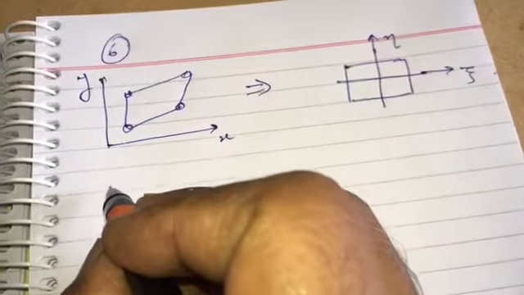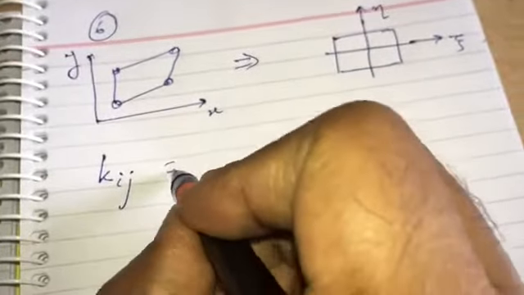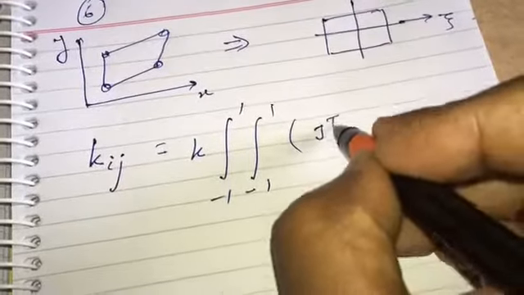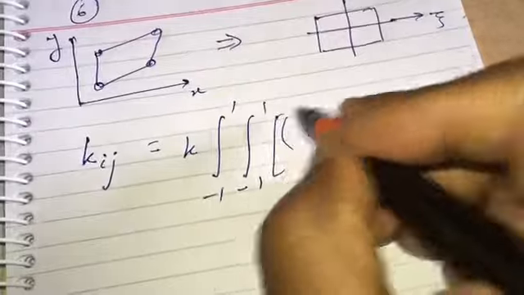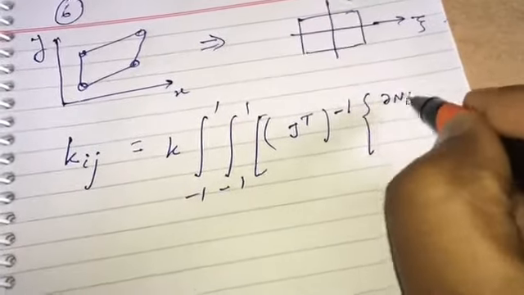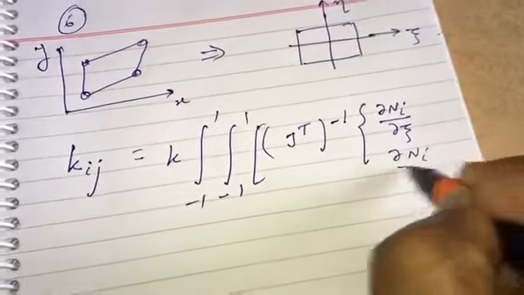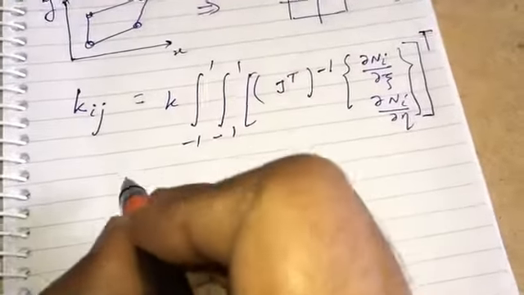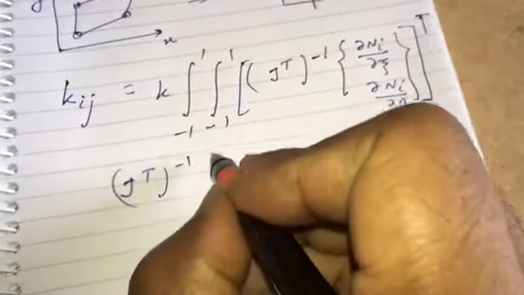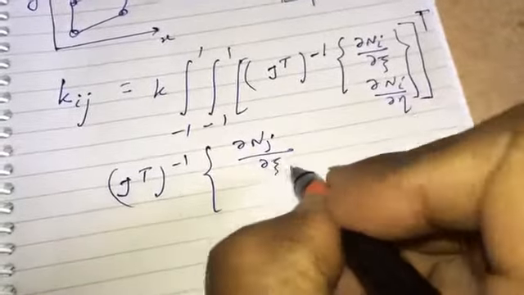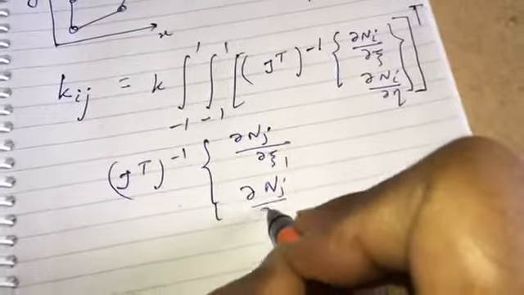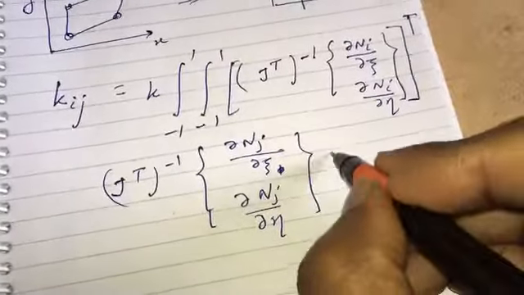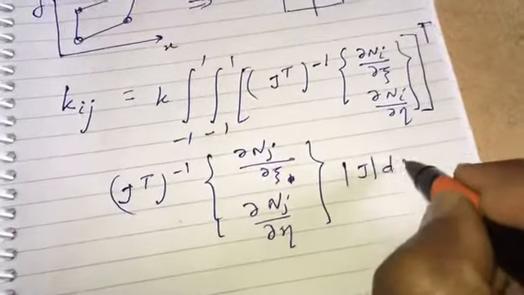The stiffness matrix that we calculated is given by Kij equal to k, integral from minus 1 to 1, minus 1 to 1, of J transpose inverse of that, then del Ni over del xi and del Ni over del eta, transpose of the whole of it, multiplied by J transpose inverse of that, and then del Nj over del xi and del Nj over del eta, and the determinant of the Jacobian matrix J, then d xi and d eta.